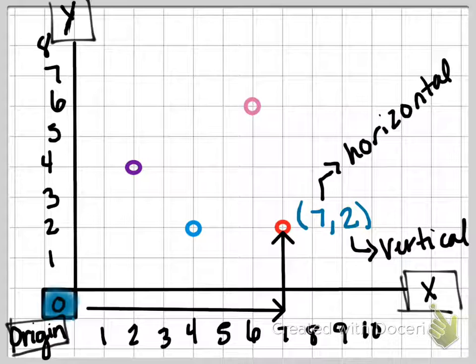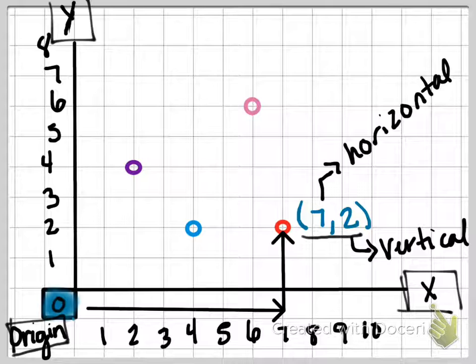So I'm going to give the horizontal position first, which I know this red dot is at the 7 on the x-axis, so I went 7 boxes over, and I went 2 boxes up, or 2 boxes vertically, so I'm going to call that dot at 7, 2. That's the ordered pair. If I followed those instructions on my graph, I would find my red dot.